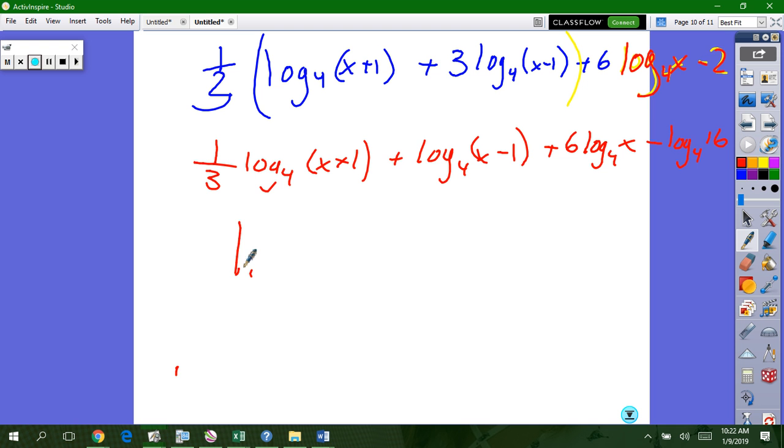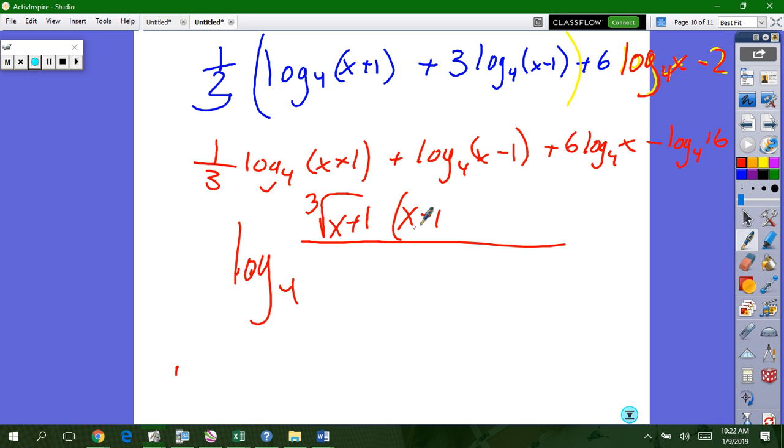So I have log base 4. Who goes on top? X plus 1. But that's 1/3. What is the 1/3 power? Cube root. Does everybody understand that? This is x minus 1. He's just out here by his lonesome. That 6 comes up. He's going to be on top as well, won't he? X to the 6th. Where does that 16 go? There it is, ladies and gentlemen.